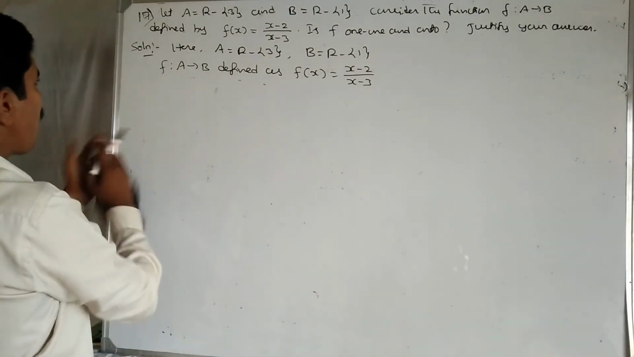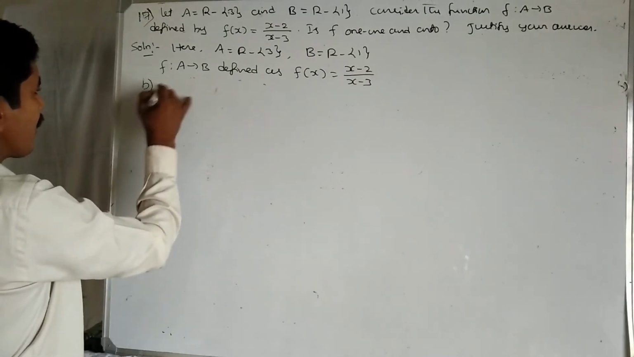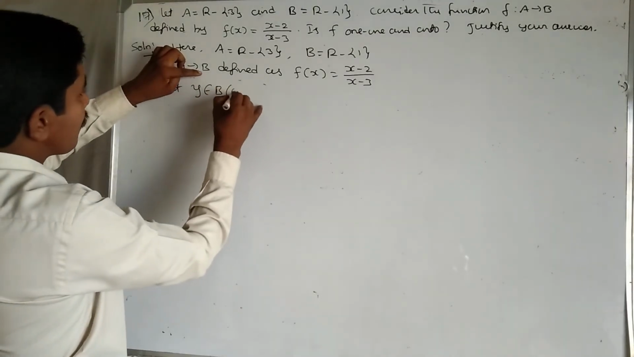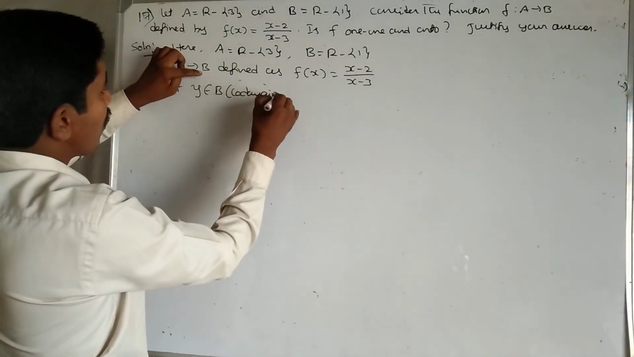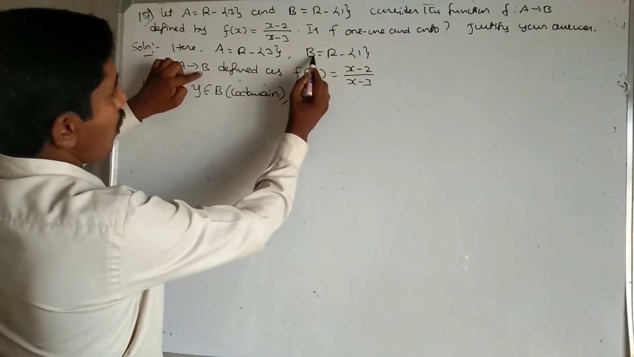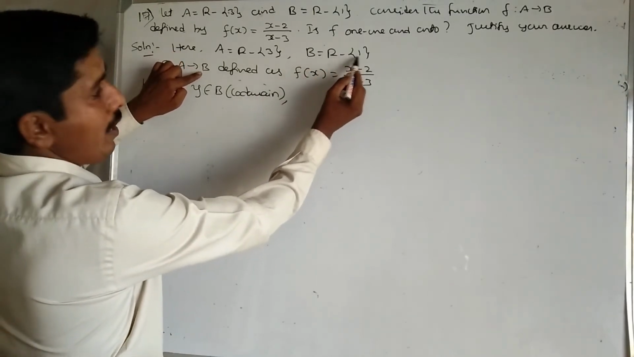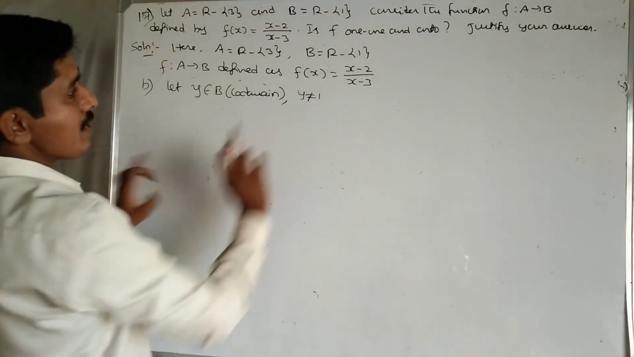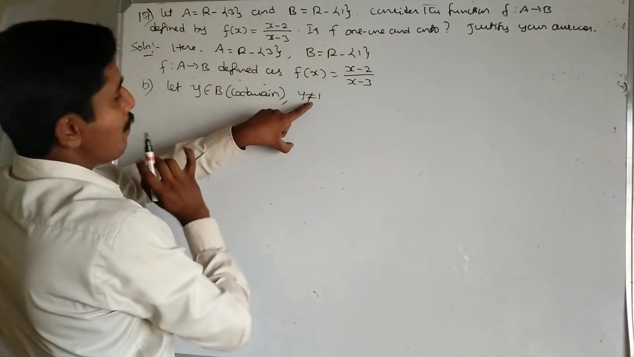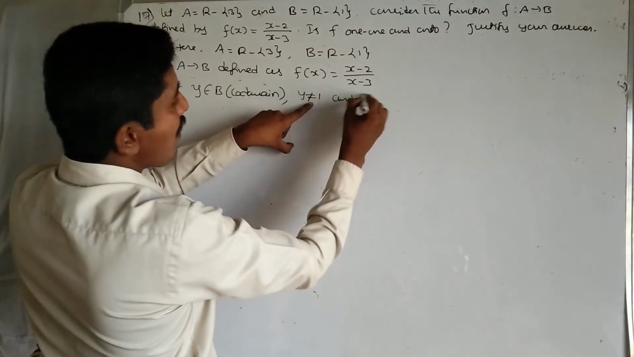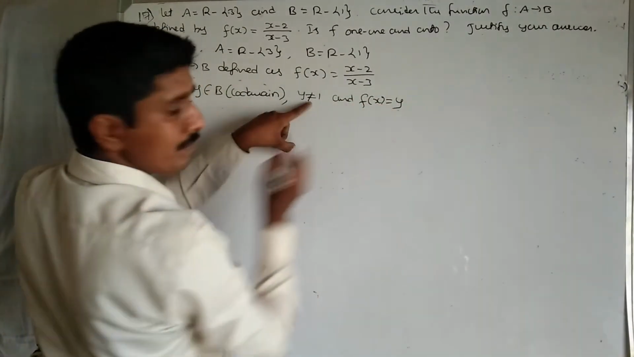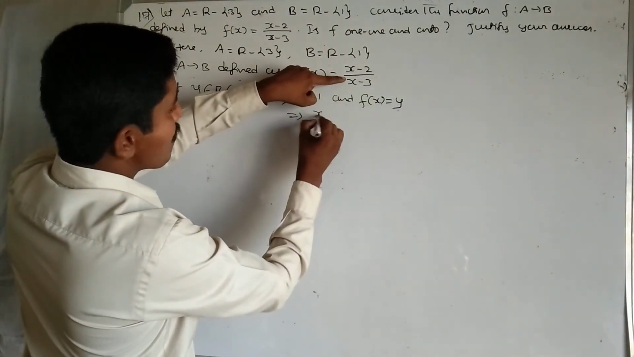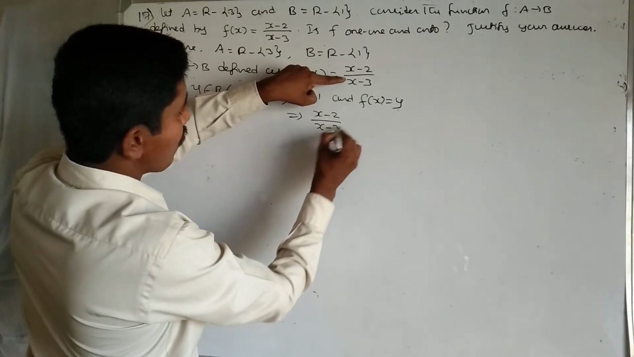Now I am going to verify whether it is onto or not. Onto means we have to go for the codomain B. Let y belong to the codomain. The codomain element y is not equal to 1, but can be any other real number. Let f(x) equal y, that is, (x - 2)/(x - 3) equals y.